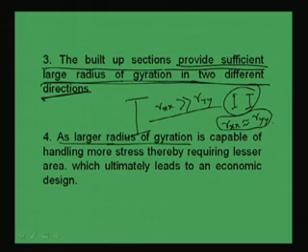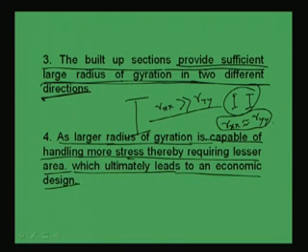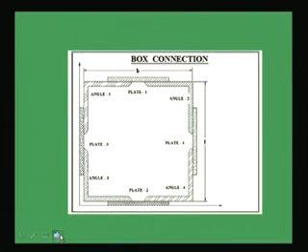A larger radius of gyration is capable of handling more stress, thereby requiring lesser area, which ultimately leads to an economic design. This is important. I am repeating once again that a larger radius of gyration is capable of handling more stress, thereby requiring lesser area, which ultimately leads to an economic design, because the final objective of our design is to make it as economic as possible.